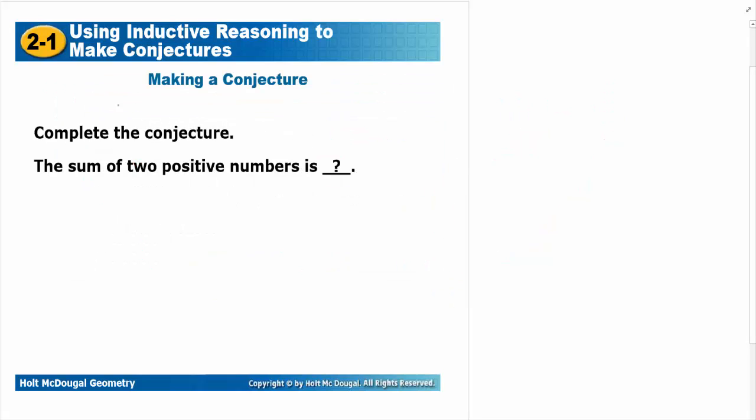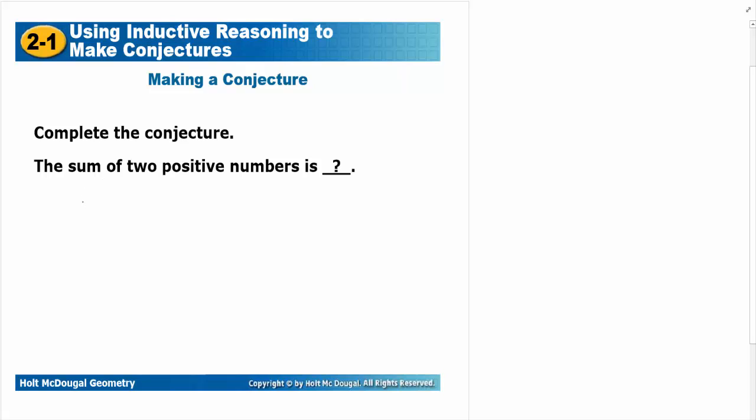Alright, so now we're going to make some conjectures. This one we have to kind of create the pattern ourselves if we don't know the answer, so I'll go ahead and give you a couple examples as we do these. So to get started, it says the sum of two positive numbers is what? So here we want to come up with some patterns that we can use, or some examples that we can use to create a pattern.